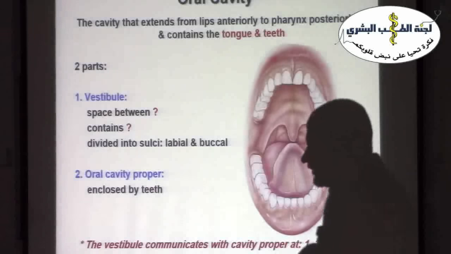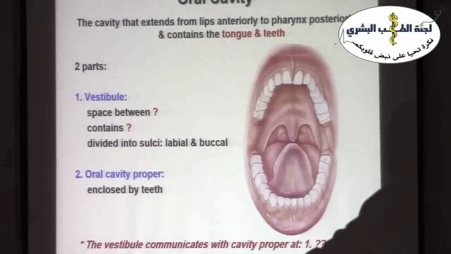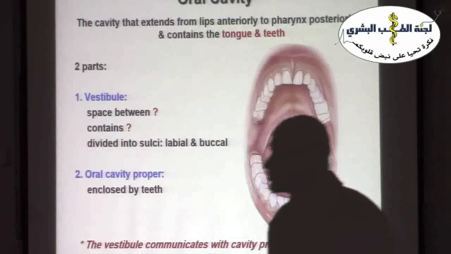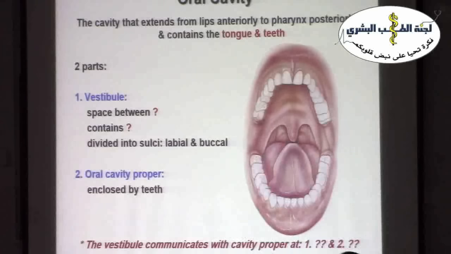If we look to this oral cavity, it's further subdivided by the teeth, by the dentition, okay? Into a vestibule, which means an empty space, and the oral cavity proper. And remember in anatomy also, when you read the word proper, it means the main part. So oral cavity proper means, in other words, the main part of the oral cavity. So we have the vestibule and the oral cavity proper.